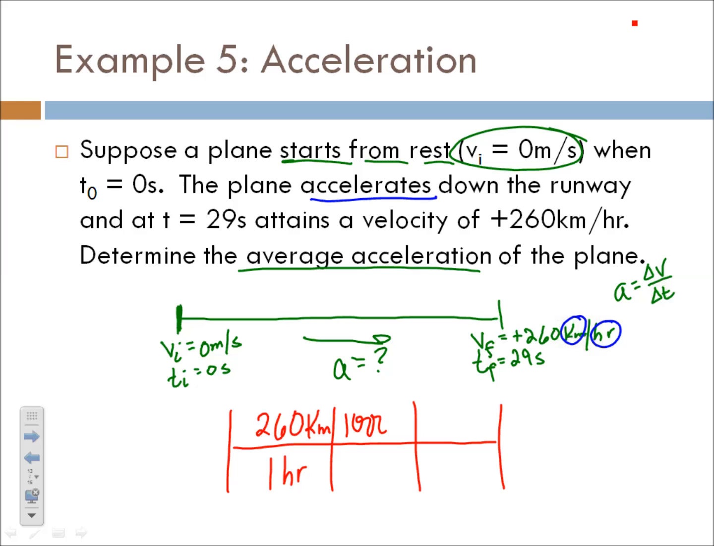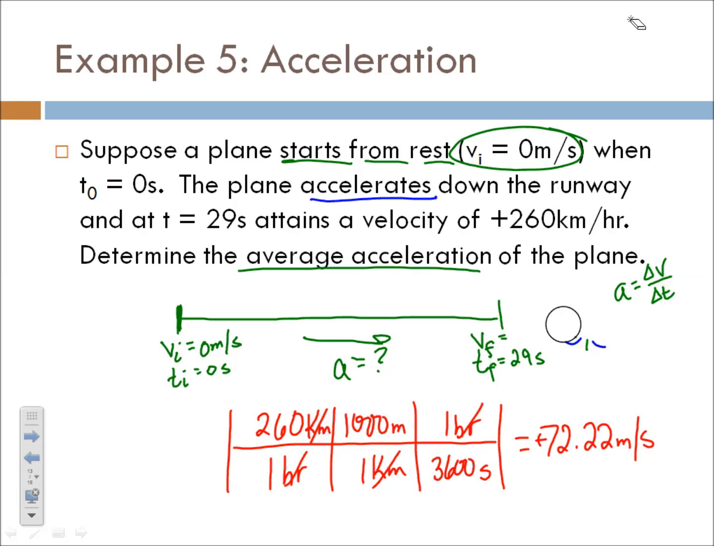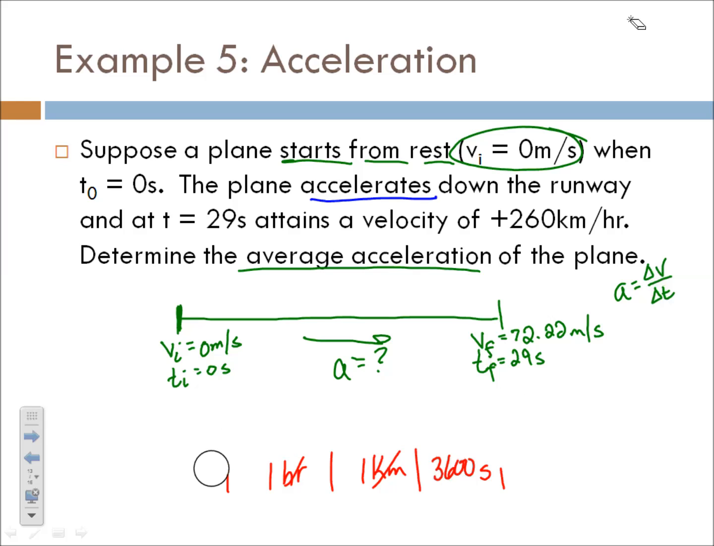Well, there's 1,000 meters in 1 kilometer. That'll cancel out my kilometers. We have 3,600 seconds in 1 hour. That cancels out my hours, leaves me with my meters per second, which is 72.22 meters per second in that positive direction. That is what I'm going to prefer to use over this 260 kilometers per hour. That's not going to help us, so we're going to change this up here to our 72.22 meters per second, and that's what we're going to use in our acceleration equation.